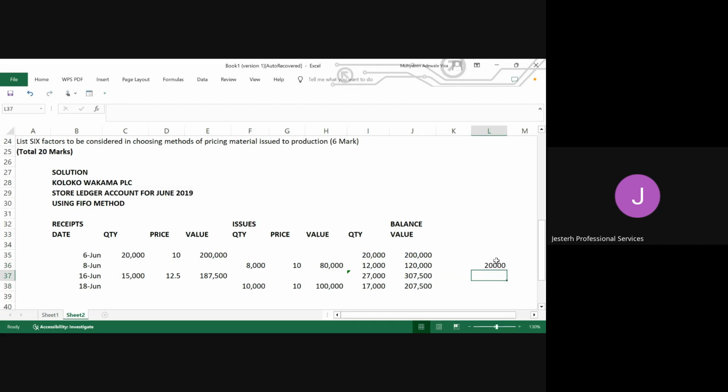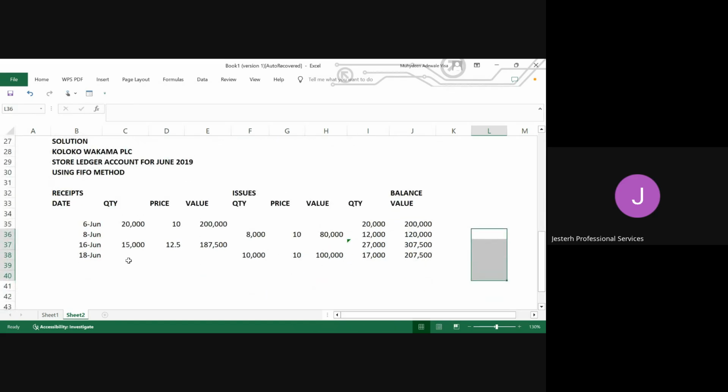Now it means we are still left from the old stock. We are still left with 20,000. Then what we purchased, our new product that we have not touched, is 187,000. Now, if we add these two together, it's going to give us 207,500. That is how we arrive at that 207,500. Please, I'm taking my time so that we can understand all these things.